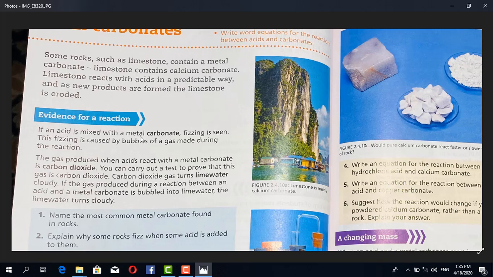If an acid is mixed with a metal carbonate, fizzing is seen. You know those bubbly gases? It's like when you open a fizzy drink like Pepsi or 7-Up, even without shaking it, you will find those tiny bubbles on the edge. That's a gas.